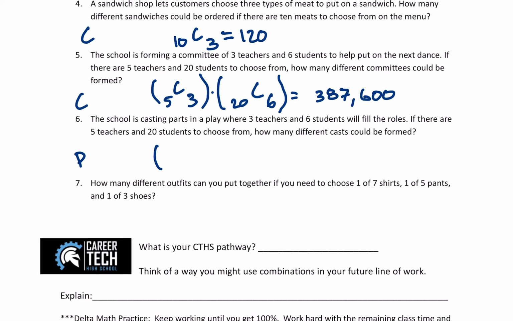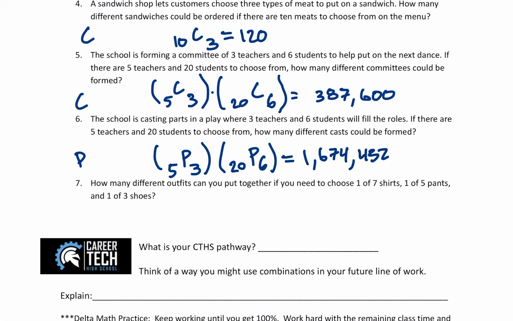Okay, but it's going to be set up the same way. I've still got 5 teachers, and I'm choosing 3 of them, but now it's just a permutation, not a combination. If I put that into my calculator, I get 1,674,432,000 different roles that can be formed, different casts that can be formed.